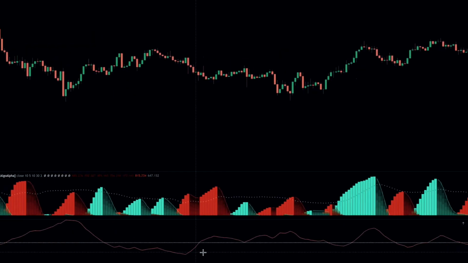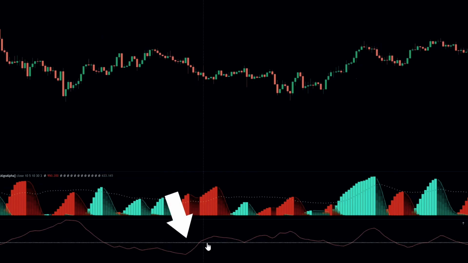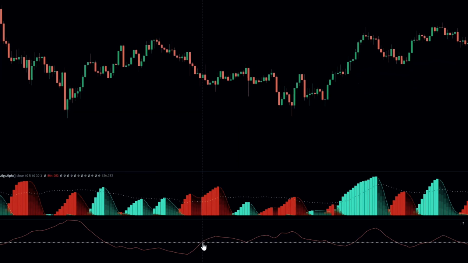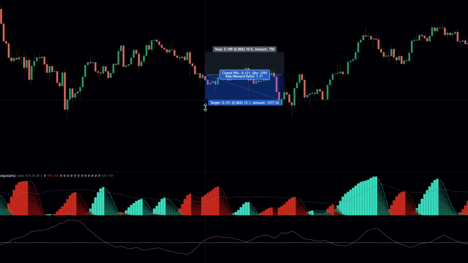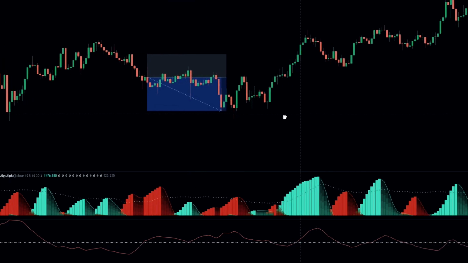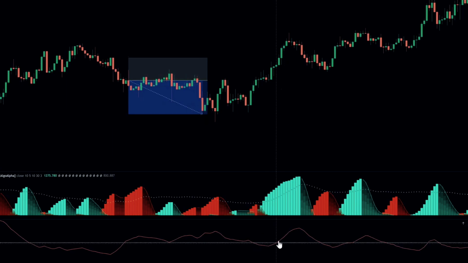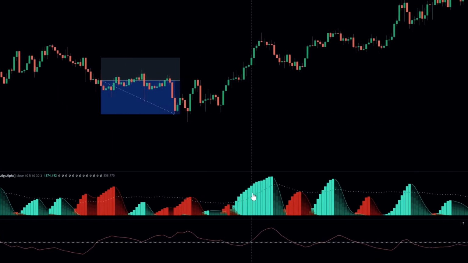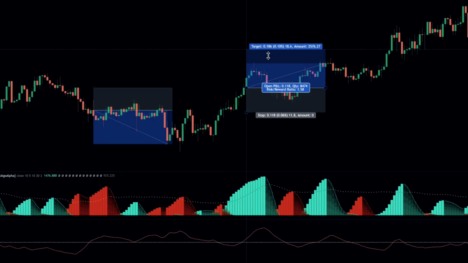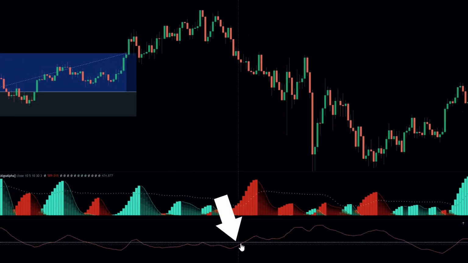Now let's look at a short setup. In this case, the ADX line crossed above the white horizontal level, confirming a trending market. Looking at the histogram, we see it's red, signaling bearish momentum. That means the ADX identified trend is bearish, so we take a short trade. Here's another example. The ADX crosses above the white line, and at that moment, the histogram bar closes above the dotted oscillator. Another valid entry. Same thing here. The ADX crosses above, and the histogram confirms a strong bearish momentum, meaning we take the short.